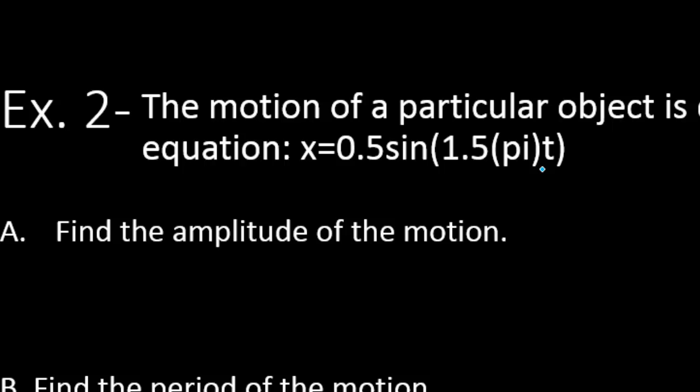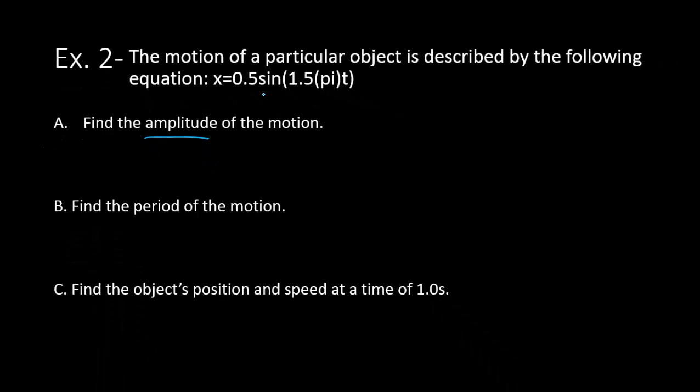Now it's asking me to use this equation to figure out some information about the oscillating object. The first one's really easy: find the amplitude of the motion. I see that they're using a sine function. That's totally fine. The equation's basically the exact same: x is equal to A times sine of 2 pi f t. When I look at the way the equation's set up, that first number before the sine is just A. So the amplitude of the motion is just going to be 0.5 meters.